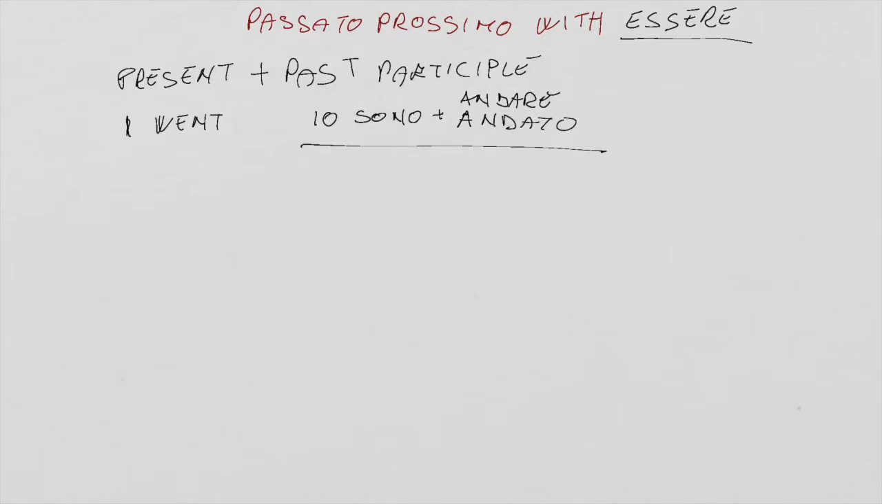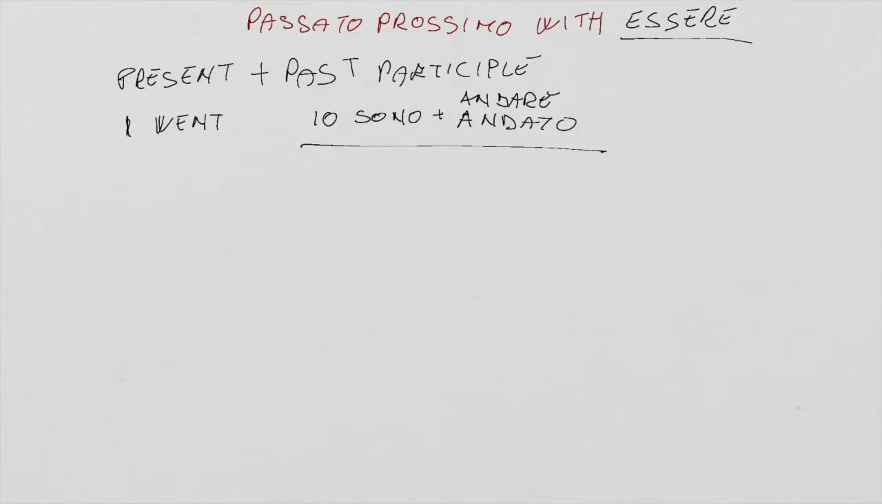Now, there is a big difference between the verbs that are conjugated with essere and those with avere. We will discuss this topic in the next lecture. I mean, when to choose essere and when to choose avere. For now, just keep in mind that the past participle of the verbs conjugated with essere, unlike those verbs conjugated with avere, must agree in gender and number with the subject.